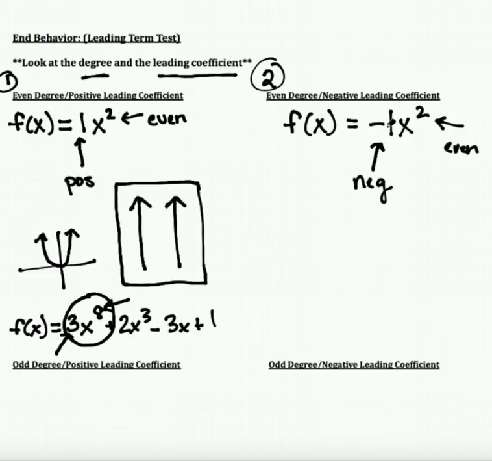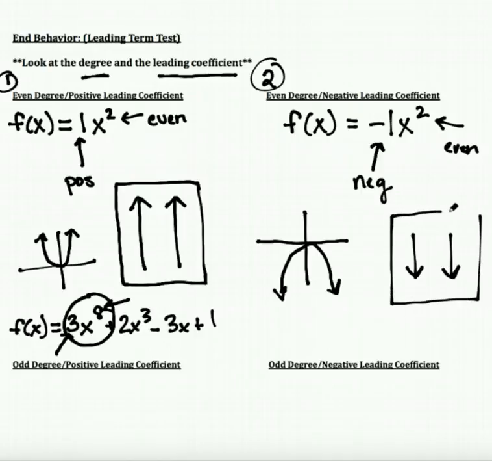Well, we know that when we have a negative out in front of that function, it's going to flip it. It's going to reflect it across the x-axis. So that function is a parabola flipped upside down. So every polynomial function with even degree and a negative leading coefficient is going to go down and down. Down on the left, down on the right.